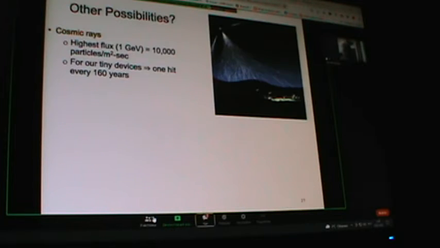What about some sort of external source? For example, might it be due to cosmic rays? Well, the highest flux of cosmic rays come from the sun, and there are about 10,000 particles per square meter per second. And given the size of our device, that would mean that one cosmic ray would hit our device every 160 years. We seem to see a current that occurs more often than that, so I don't think it's cosmic rays. Well, what about neutrinos?